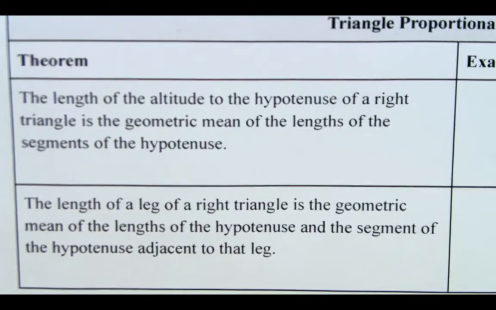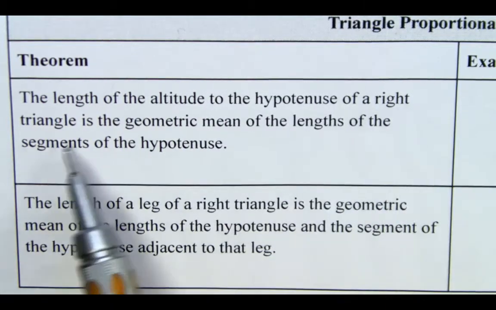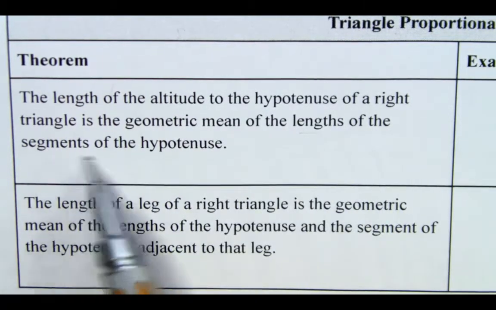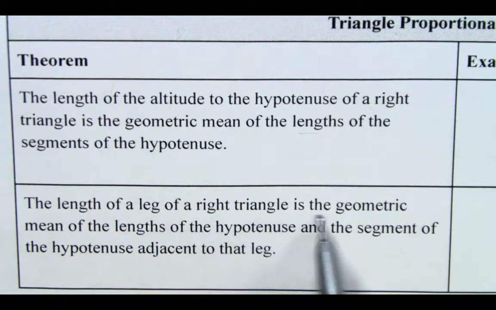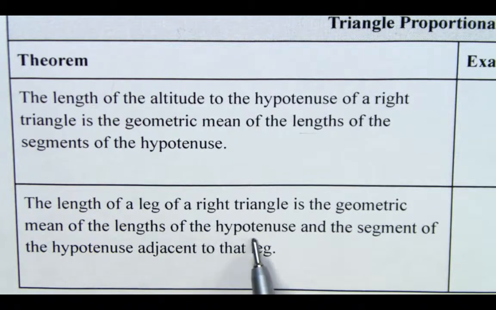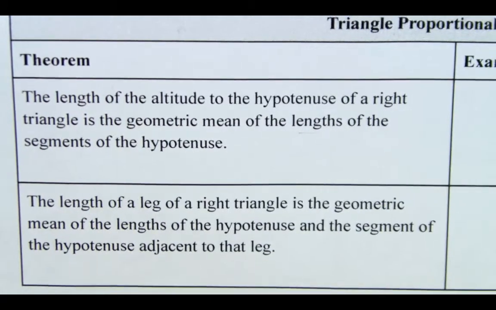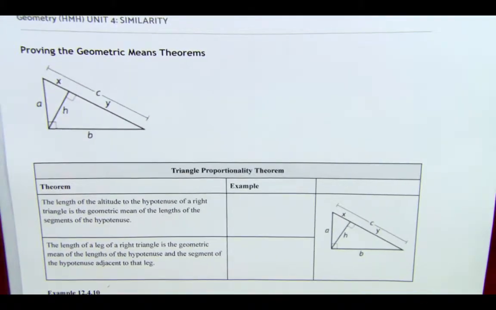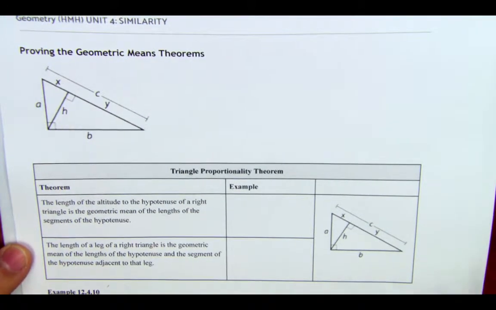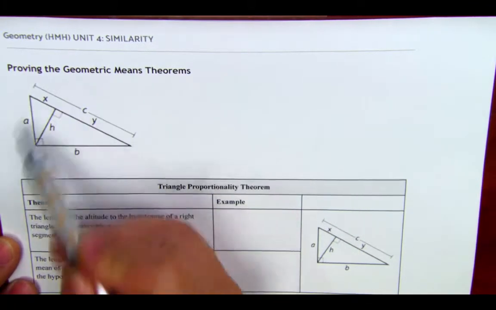There you go. The first part of the theorem says the length of the altitude to the hypotenuse of the right triangle is the geometric mean of the lengths of the segments of the hypotenuse. And then the second one says the length of a leg of the right triangle is a geometric mean of the length of the hypotenuse and the segment of the hypotenuse adjacent to that leg. Okay. Let's figure that out. But me personally, I have an easier time if I do not just memorize this, but try to figure this out over here, guys.